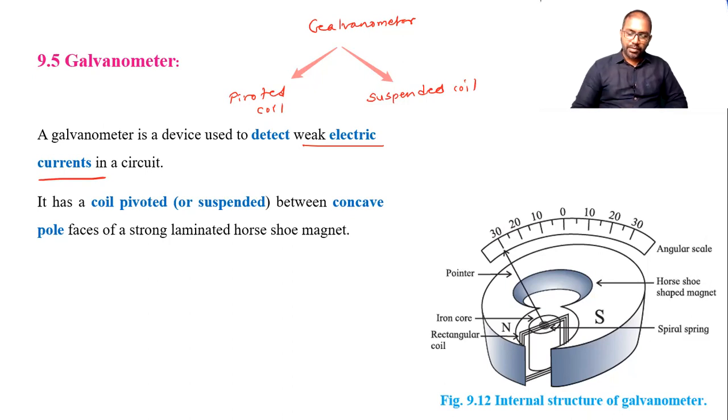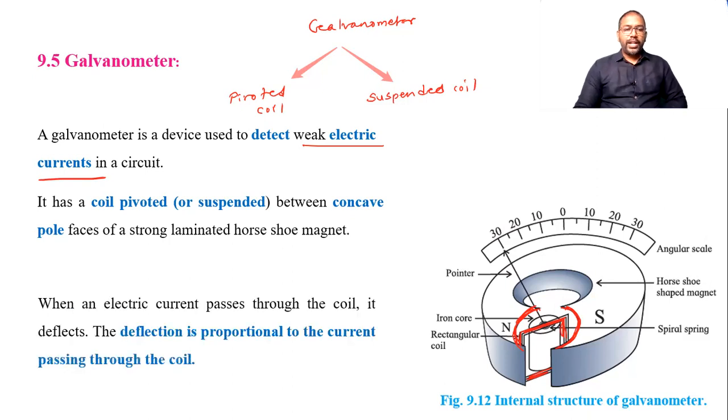So you can see this type of magnet, a concave magnet. A concave magnet is used to provide a radial magnetic field. As you can see with this coil, when the coil deflects, the magnetic field related to this coil is constant. And to provide a constant magnetic field here, we are using a radial magnetic field, or we can use concave poles here.